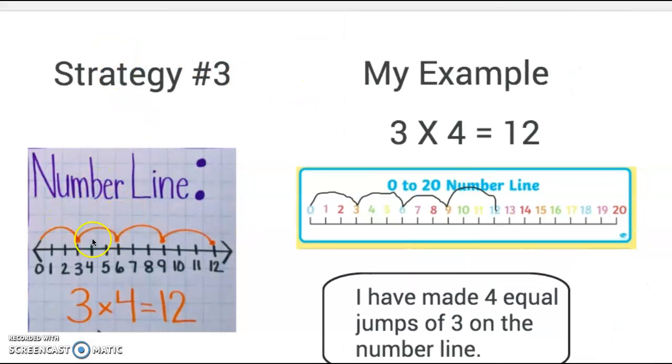Strategy number 3 is using a number line. And in the example, it has 3 times 4, which is my example as well. And so I'm going to show both of them. So on a number line, we can start at 0 and we can make jumps of 3. We're going to make 4 equal jumps. So 3, 6, 9, 12. I have made 4 equal jumps of 3 on the number line.